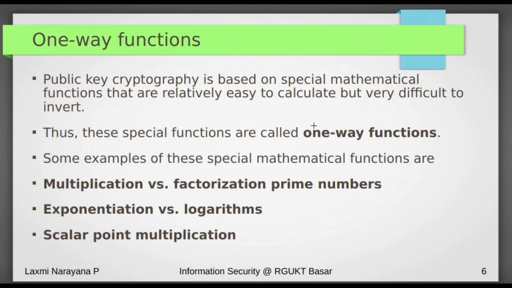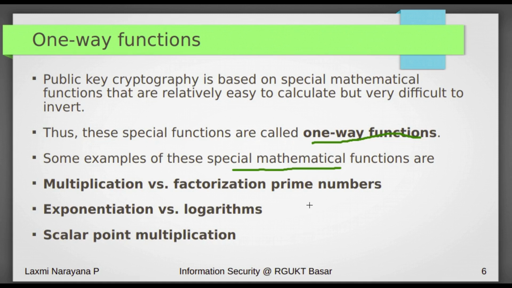Public key cryptography is based on special mathematical functions that are relatively easy to calculate but very difficult to invert. These special functions are called one-way functions. Some examples of these special mathematical functions are multiplication versus factorization. It is easy to compute the product of two prime numbers, but there is no known method to factor the primes other than by trying all possible combinations to arrive at the primes themselves.